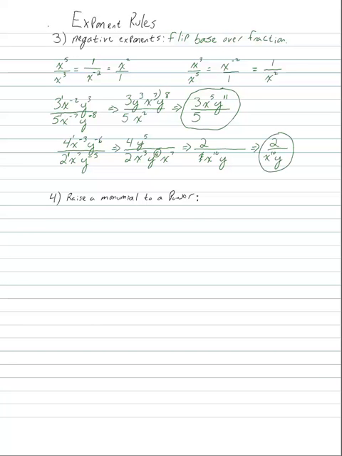Okay, let's look at the fourth exponent rule. What happens if we raise a monomial to a power? So first we should define monomial. A monomial is something that has only one term, so no terms are separated by pluses or minuses. So one term means no plus or minus in your expression. You can have negatives, but you can't have something being added or subtracted to each other.